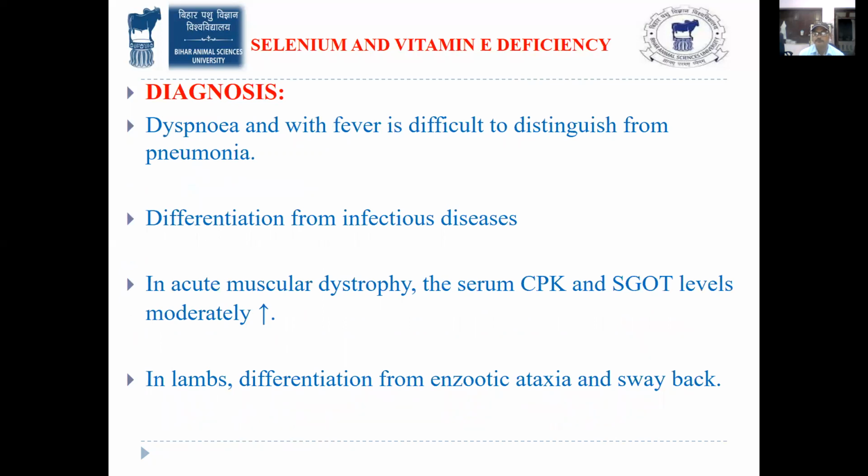Dyspnea with fever is difficult to distinguish from pneumonia, so differentiation is necessary between these two situations. Differentiation from infectious diseases which cause septicemia, pneumonia, and toxemia is also necessary. In acute muscular dystrophy, the serum CPK and SGOT levels are moderately elevated. In lambs, differentiation from enzootic ataxia and swayback is necessary.